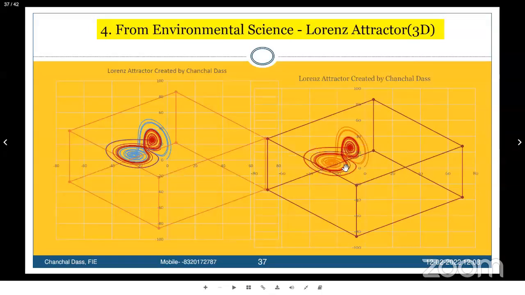This is the Lorenz attractor. As I told initially, it is a differential equation. Three differential equations are involved in this. When you solve, integration is required for solving. After integration, you get x, y, z, and if you plot, it will move in 3D.